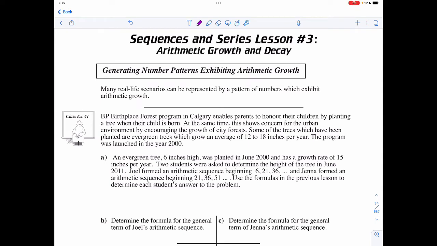Okay, for this lesson, we're going to take a look at arithmetic growth and decay. Like it says, many real-life scenarios can be represented by a pattern of numbers which exhibit arithmetic growth. So this is just like doing our applications for our arithmetic sequences.